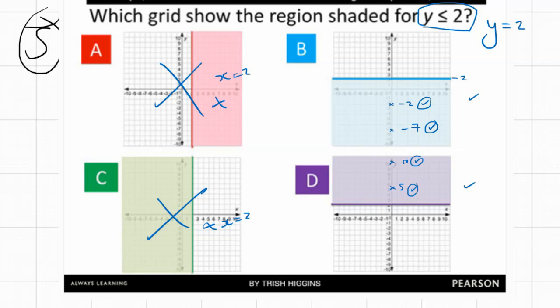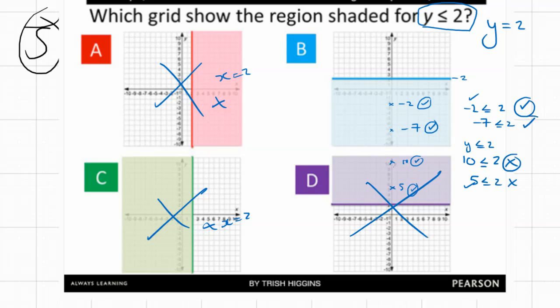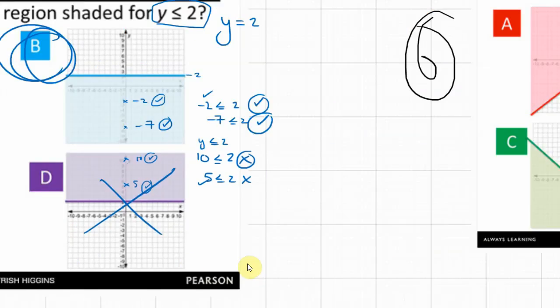Well, let's substitute y equals 10. So instead of saying y is less than or equal to 2, I'm going to say 10 is less than or equal to 2. Is that true? No, not a chance. Is 5 less than or equal to 2? No, not a chance. Definitely not this graph then. Is minus 2 less than or equal to 2? Yes. And is minus 7 less than or equal to 2? Yes. So we want this graph. This graph is our answer.